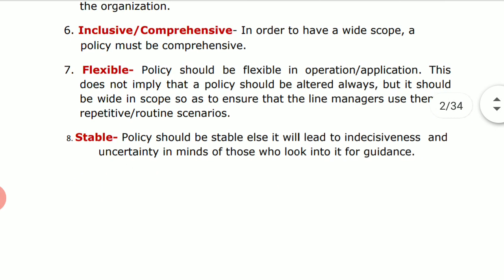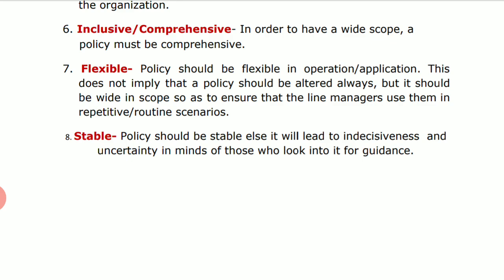Next comes up, it should be inclusive or comprehensive. In order to have a wide scope, a policy must be comprehensive. Inclusive means it should include every aspect of the organization, plus comprehensive means it has to be precise and proper, right? Because why should it be this? Because the actions depend on this. It tells us about the limit. So if the limit is not clear, if the actions are to be clear, then the base has to be clear. So it has to be inclusive in nature, and it has to be comprehensive also, right?